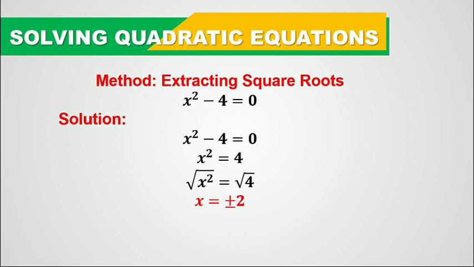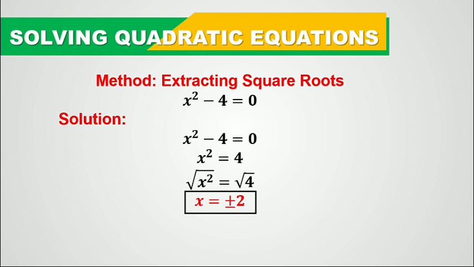So x squared equals 4, and then get the square root of both of the sides. So x squared equals 4, square root of x squared equals square root of 4. So square root of x squared, that's x, and then square root of 4, that's positive and negative 2. So these are our answers for this particular quadratic equation.